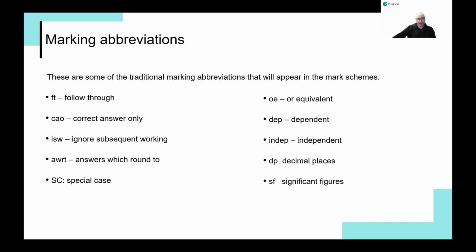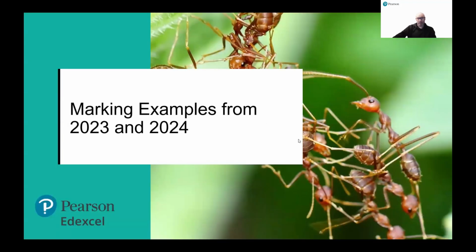Special case could be where there's a particular thing they might do, which is not necessarily correct, but it's still worthy of some marks, and that will be noted in the notes somewhere. There will be dependent marks. These are normally method marks that are dependent on previous method marks. And obviously we've got our shorthands for rounding. So now we'll look at some examples. We've got some from the 2023 papers and some from 2024 as well, with some responses, and we'll see what marks those responses got.